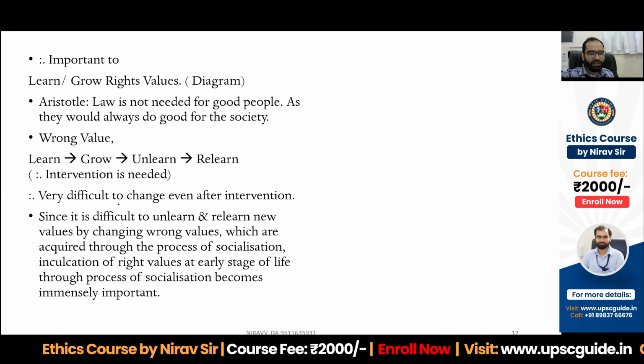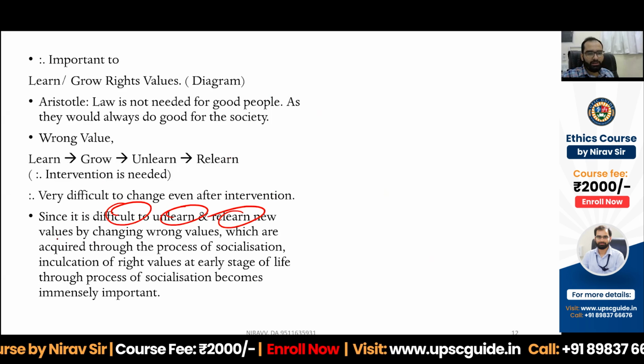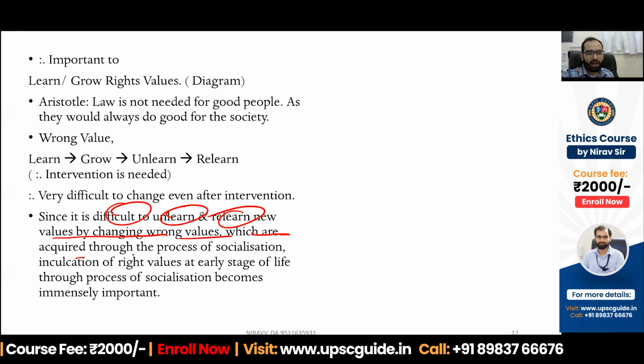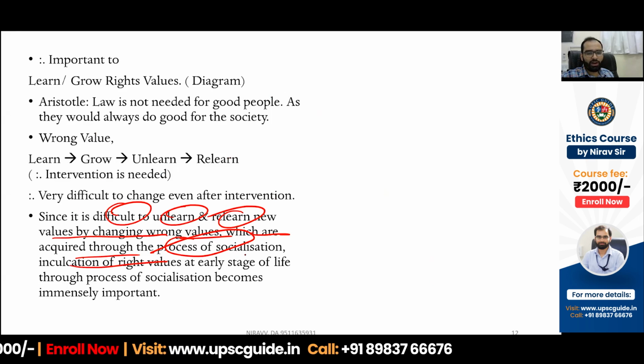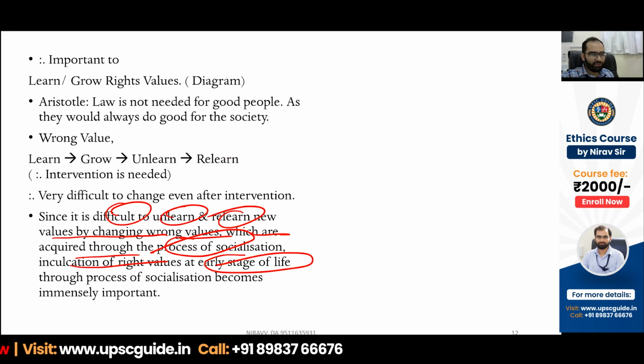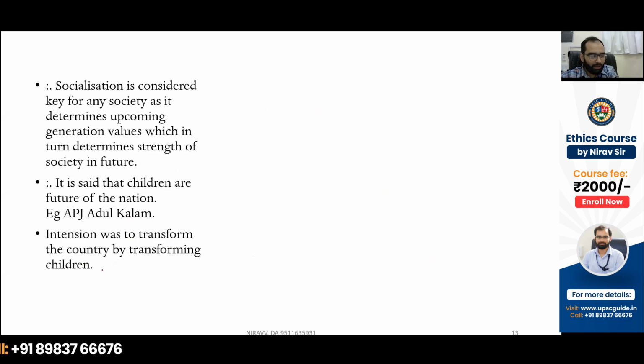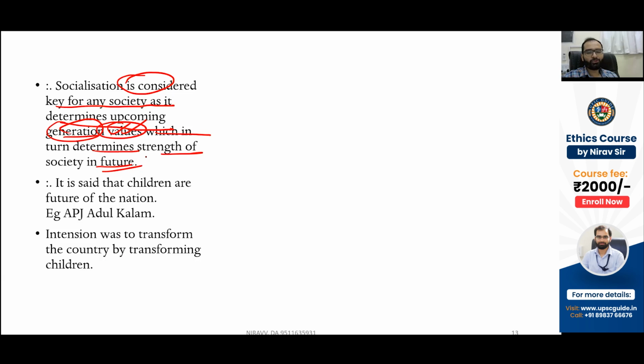Okay. So since it is very difficult to unlearn and relearn by changing the wrong values which are acquired through the process of socialization, inculcation of the right values at an early stage through socialization becomes very important, and that is why, my friends, socialization is considered key for the society, as it determines the upcoming generation's values, which in turn determines the strength of the society. इसके ऊपर से UPSC ने question पूछा था.